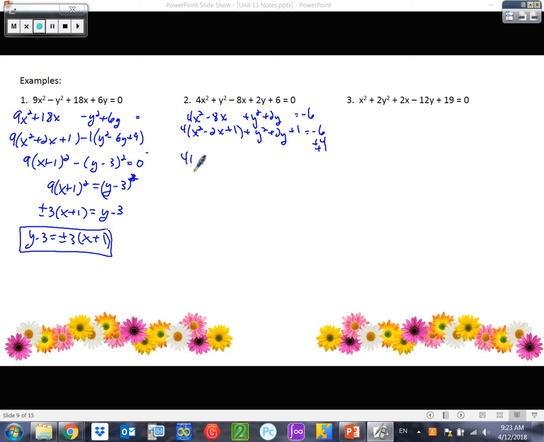So I have 4 times (x minus 1) squared plus (y plus 1) squared equals -1. Okay, that's not 0. This is not degenerate. Okay, so we see, well, if I multiplied everything by -1, would that fix things?